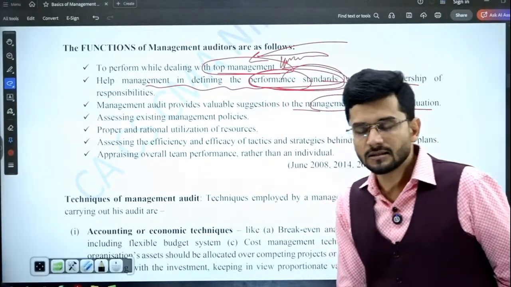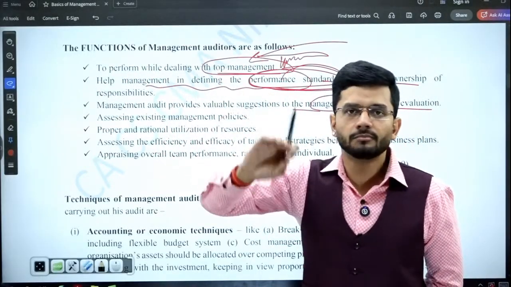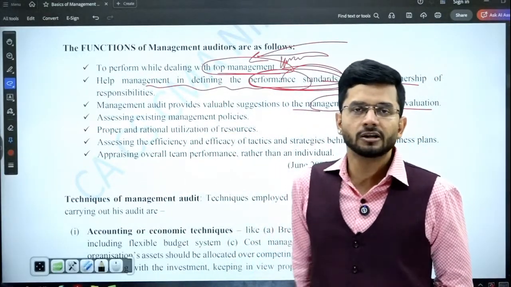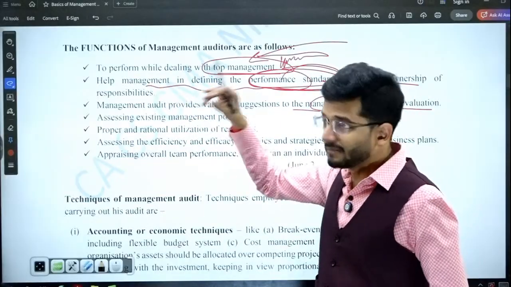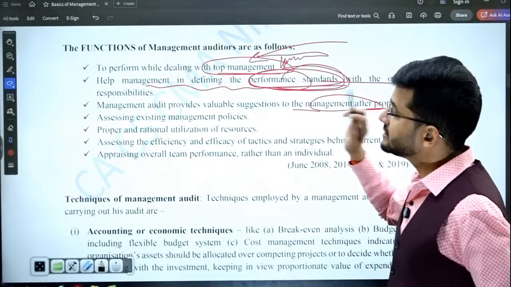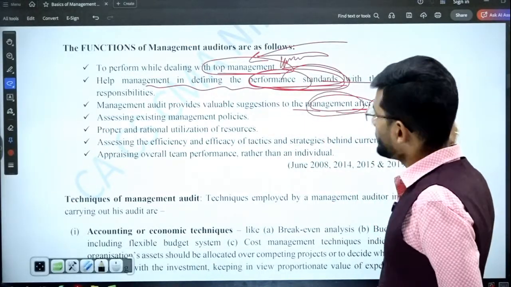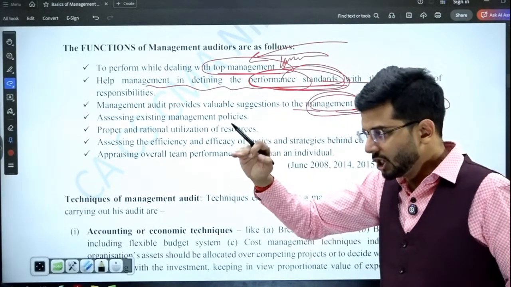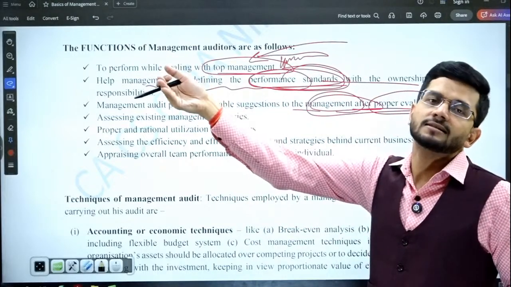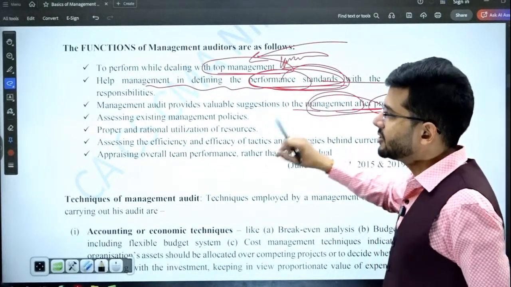So what will be the performance standards? Up to what level should management perform? What decisions should result in what kind of outputs are required? They should be defined by the management auditor for management. Help management in defining performance standards. Then management audit provides suggestions for management after proper evaluation. So what should management do to increase its efficiency, to increase its decision making? That is again a purpose of management audit.